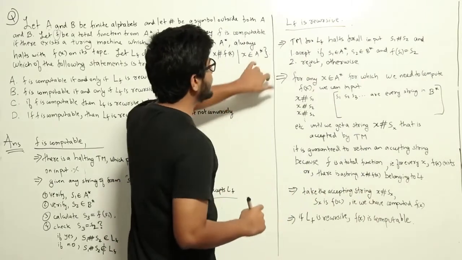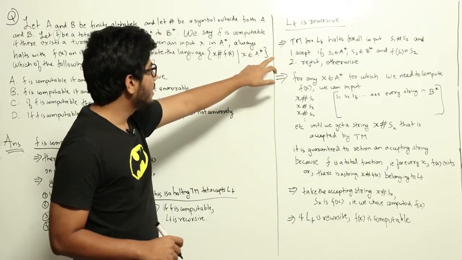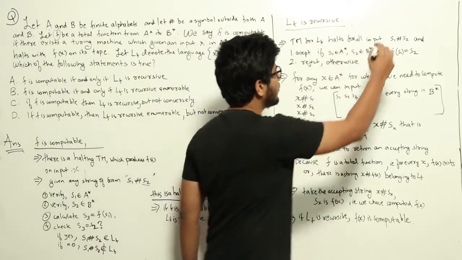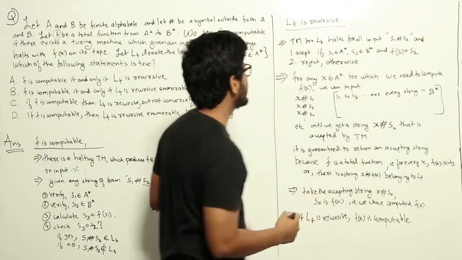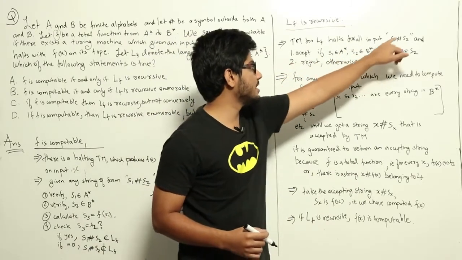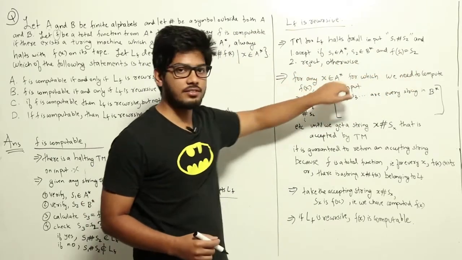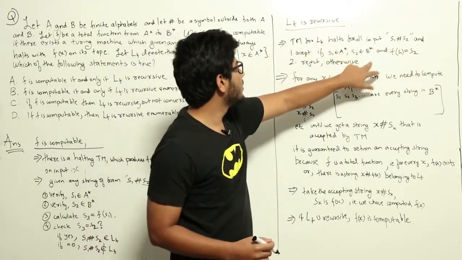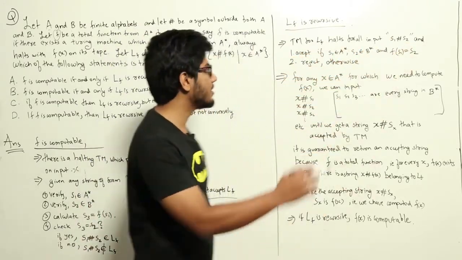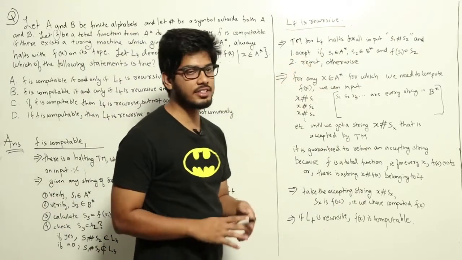The other part says suppose LF is recursive. If LF is recursive, it means that the Turing machine for LF halts for all inputs of the form s1 hash s2, and it will accept if s1 belongs to A star, s2 belongs to B star, and f of s1 equals s2, and it will reject otherwise. What I've given in these two steps is just the definition of this language. LF is recursive, meaning if any string is input, if it's of the form x hash f of x, then it will accept, otherwise it will reject.